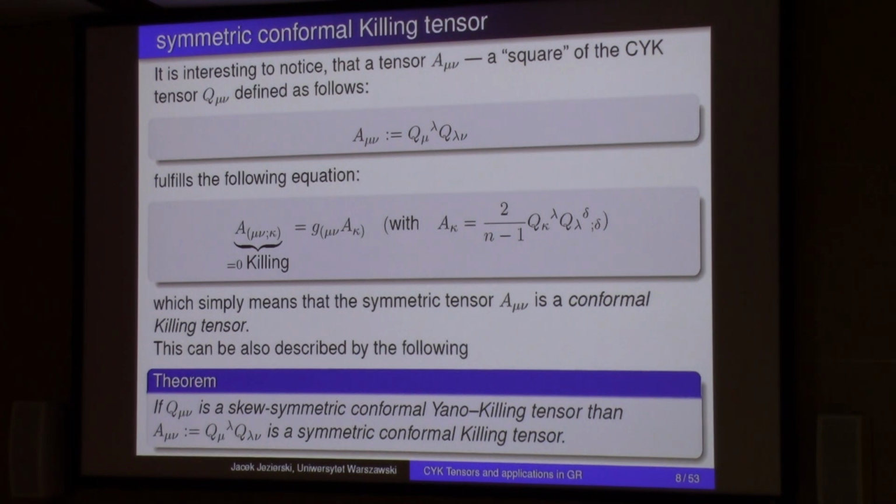Okay, so the main theorem says that somehow Q is more. Say it in English. Okay.